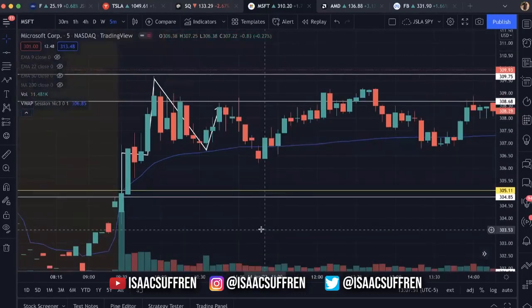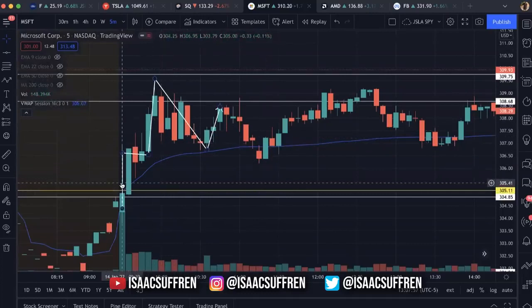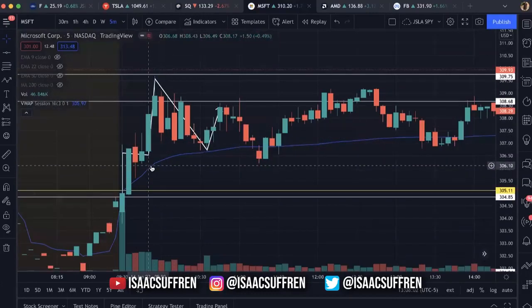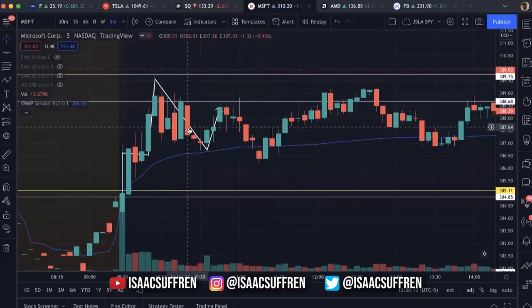All right, so let's zoom in a little bit, right? So if you wanted to, like for me, this would have been my play for Microsoft. I didn't get in right here because I don't like impulsive moves. I want a retest of the VWAP before continuation. So we ignored this. Boom, we have a move, rejected off this level, came back down. Boom, hit this level, bounced off the VWAP. So let's say we get in off the bounce, we're good.